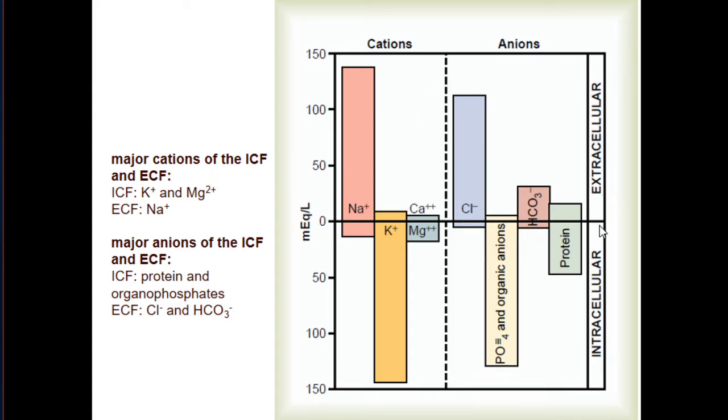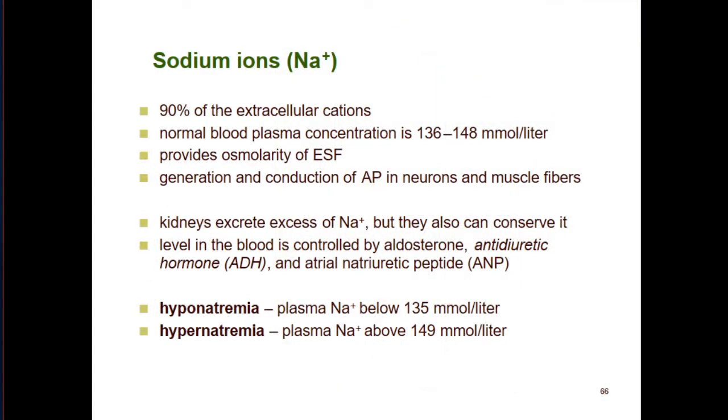Here you have the ECF and here you have the ICF. As you can see, the major electrolytes in extracellular fluid are sodium, chloride and bicarbonates, while inside the cell you have potassium and magnesium, and phosphates and organic anions. So that's the summary on distribution of electrolytes in and out of the cell. So let's talk about some of them.